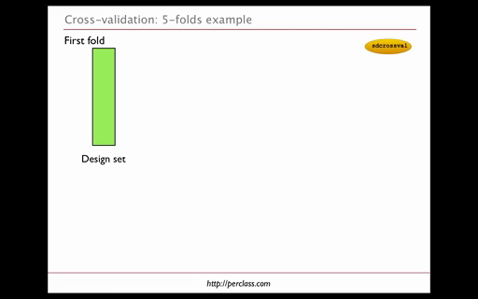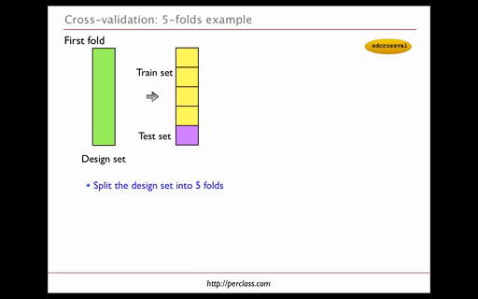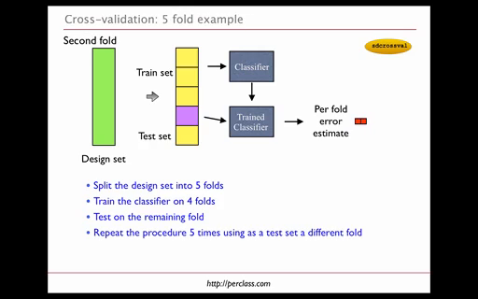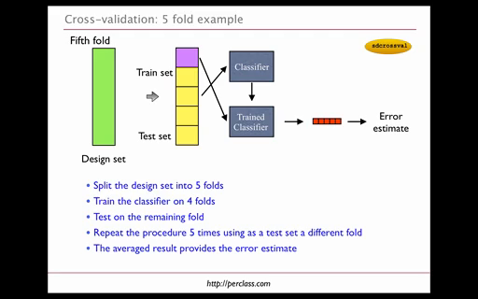In this example, we want to use a 5-fold cross-validation. We split the design set into 5 folds. We train the classifier on 4 folds, and we test on the remaining fold. We repeat the procedure 5 times. The average result provides our error estimate. The advantage of the cross-validation is that we use all samples to evaluate the classifier, but in an unbiased way.